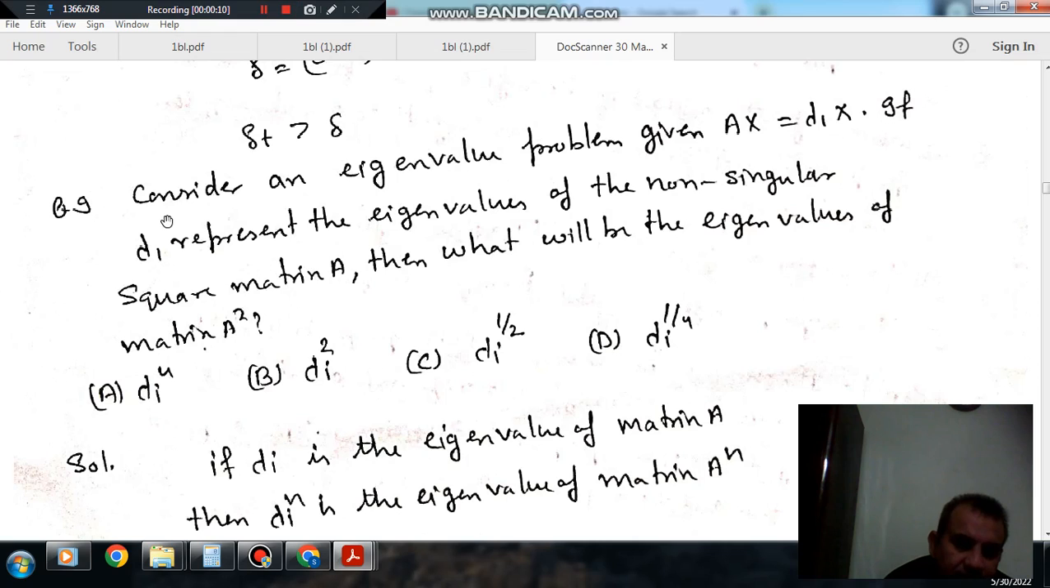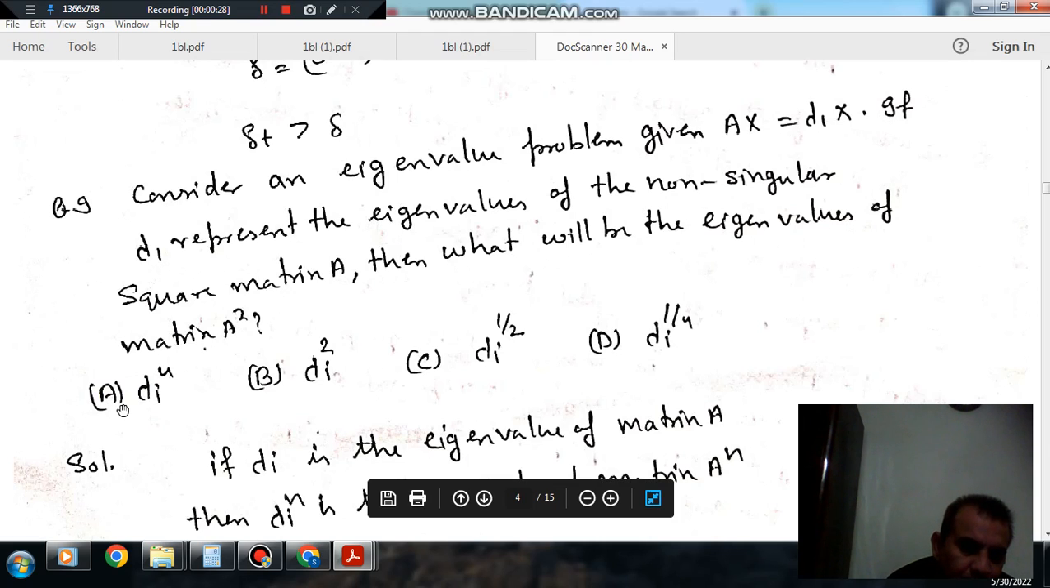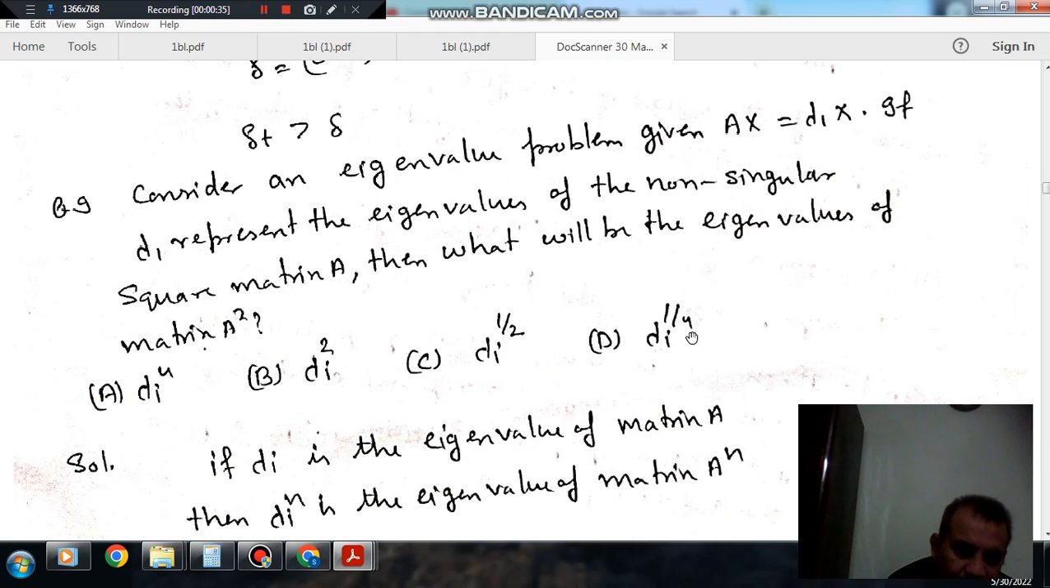Question number 9: consider an eigenvalue problem given Ax = lambda_i x. If lambda_i represents the eigenvalues of a non-singular square matrix A, then what will be the eigenvalue of matrix A squared? Option A: lambda_i^4, option B: lambda_i^2, option C: lambda_i^(1/2), option D: lambda_i^(1/4).